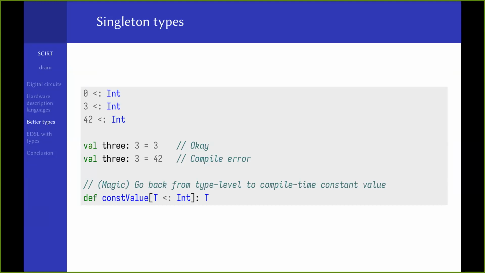So the first thing we're going to need is singleton types. Each integer literal now is also a type if we're putting it in a type position, and it's a subtype of the int type. Each literal type has its value: if the literal type is 3, 3 is its value, and 42 will not have type 3. It will have type int, but it's not 3. And there's a magic compiler function that is not a real function. It's just compiler magic that will allow us to get this type-level 3 back to the value-level 3.